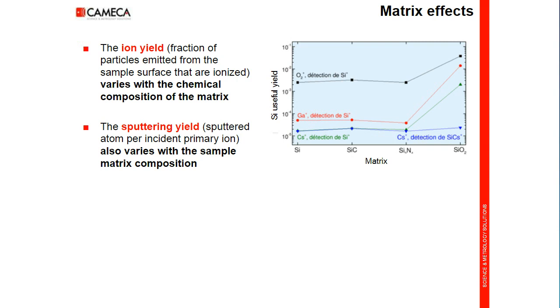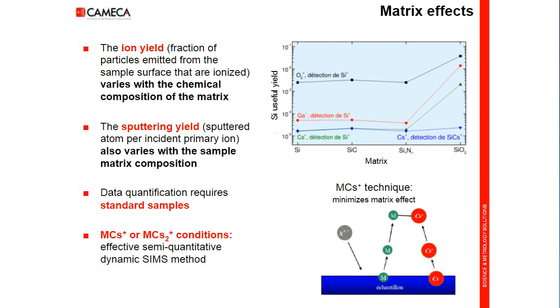Data quantification requires standard samples with a known concentration of the elements of interest and the same matrix as the sample being studied. One very effective semi-quantitative dynamic SIMS methodology to tackle matrix effects is analyzing MCs+ or MCs2+ ions. The mechanism is indeed a kind of post-ionization by recombination of the sputtered neutrals with the sputtered cesium ions, so there is minimum ionization influence by the matrix.